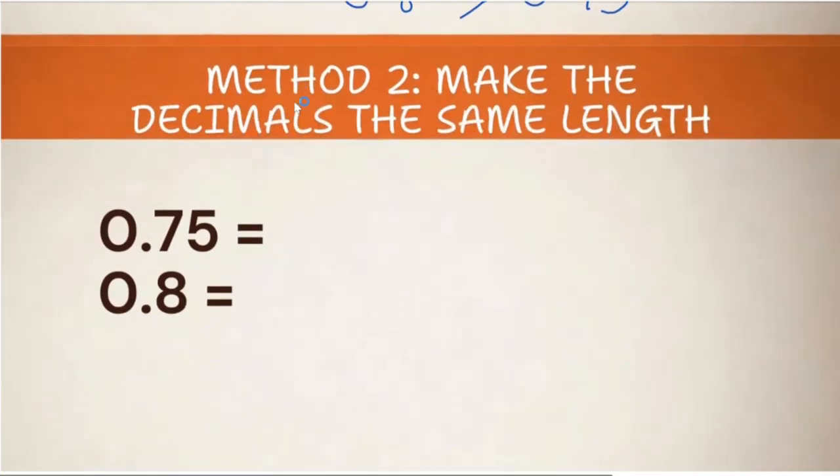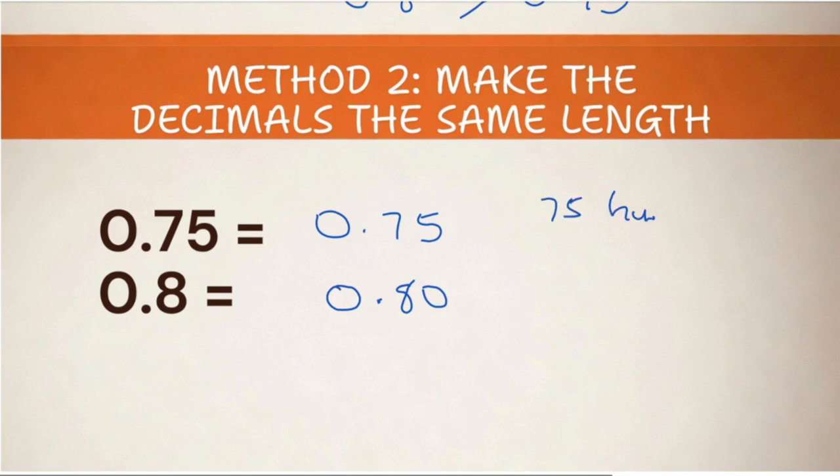The second method is that we make the decimals the same length. We put it this way: 0.75, that's 75 hundredths. It has 2 digits after the decimal point. So let's also make this one have 2 digits after the decimal point. That will give us 0.80. So this gives 75 hundredths, and this becomes 80 hundredths.